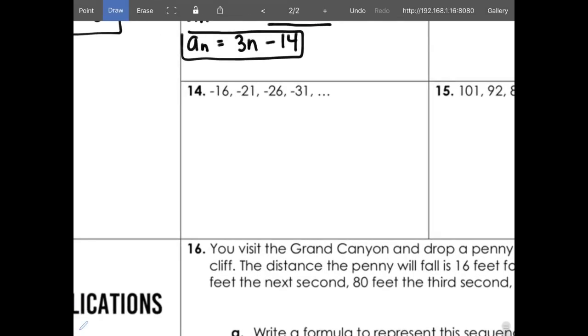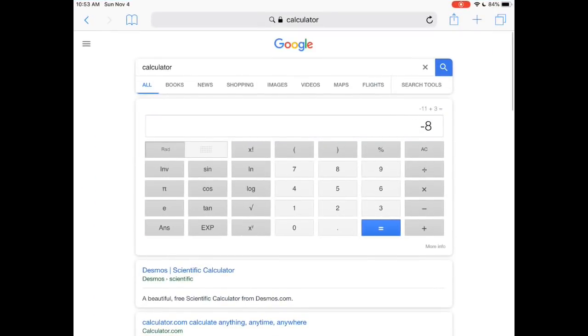Let's skip down to 14. Here, to go from negative 16 to negative 21, we're subtracting 5. Again, use your calculator if you're not sure. Guess and check.